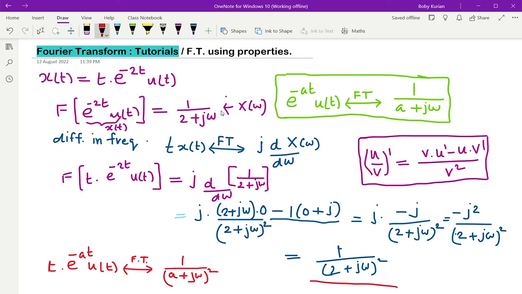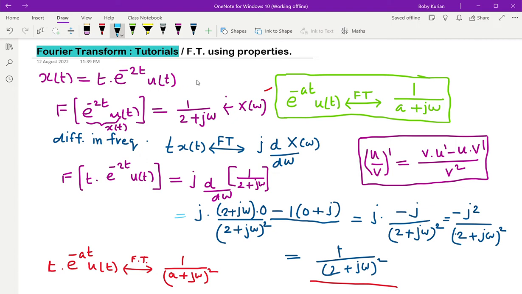Okay, welcome back. Let us see another tutorial example. This is Fourier transform using the properties of Fourier transform. How to find the Fourier transform using the properties of Fourier transform. So our given function is x of t equal to t into e power minus 2t u of t. So let us try to find the Fourier transform by using the properties of Fourier transform.